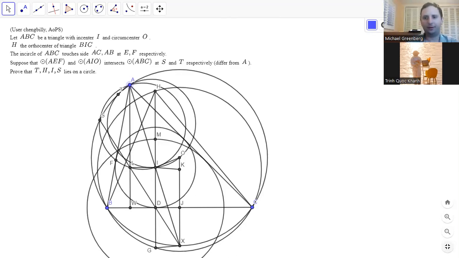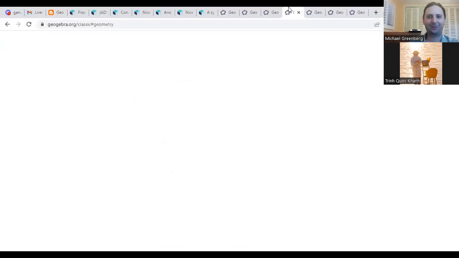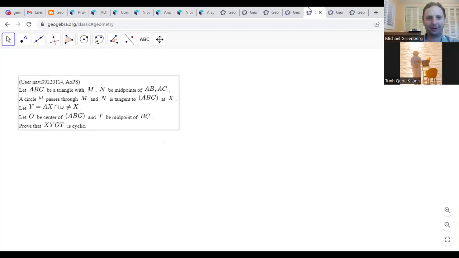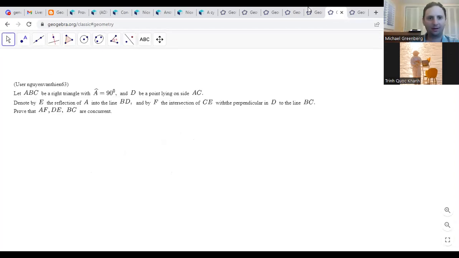Let me see if there's an easier problem. This one looks hard again. I want to do one easy problem. That one looks tricky. This one looks easy. Let's do this one.